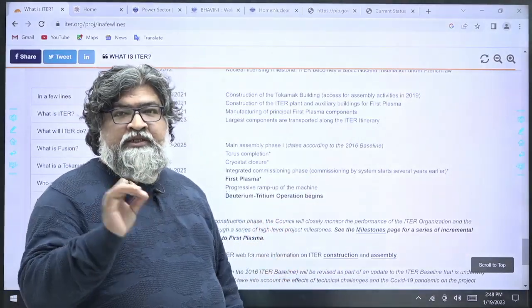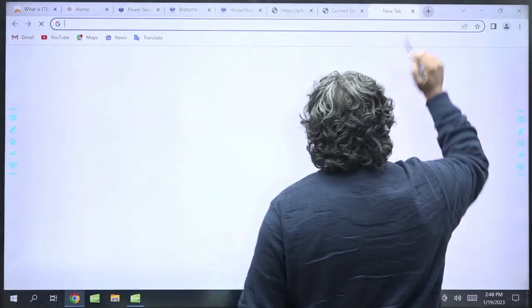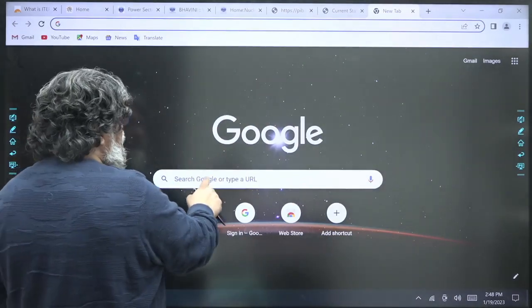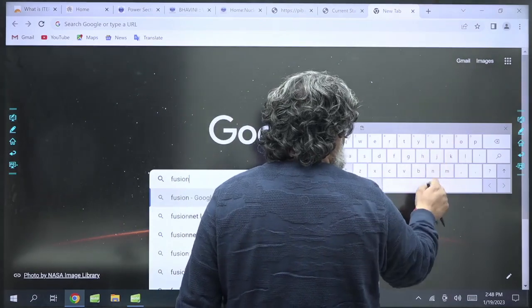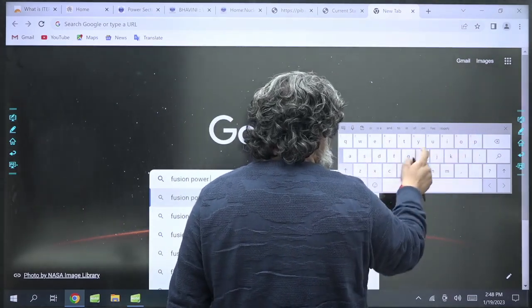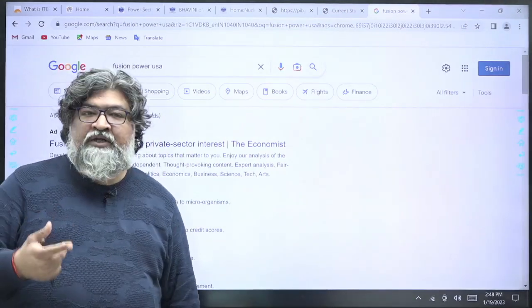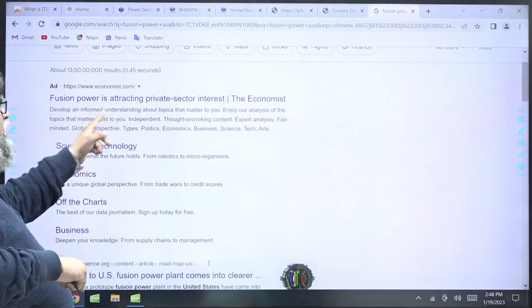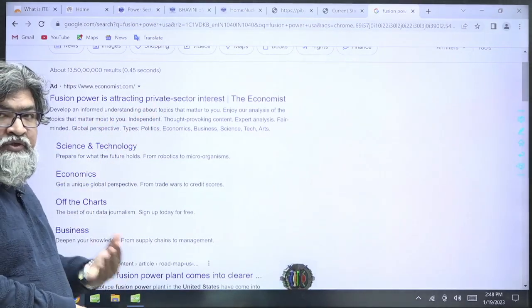Now recently USA, what made headlines, I'll just take it to one part. Recently USA was in the news in terms of fusion power. I'm just doing a Google search so that you know exactly what article it was on fusion power in the USA. That was covered in The Hindu paper, Indian Express. Now you can see here, fusion power is attracting private sector interest.